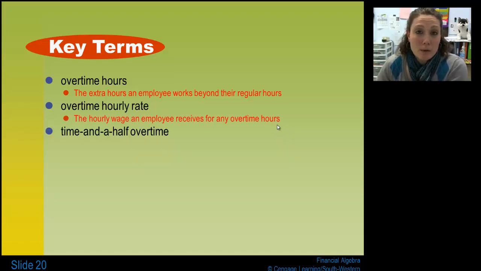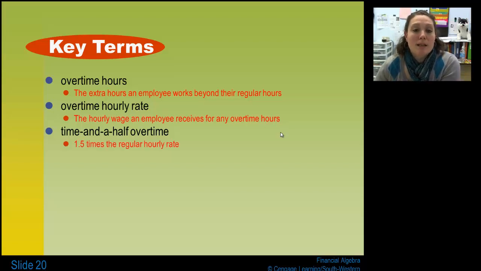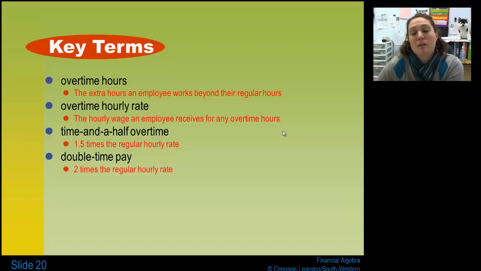There are 2 ways that you can get overtime pay, 2 different types of overtime pay. You either have time and a half overtime, which is 1.5 times your hourly rate. So if you make $10 an hour regularly, and then you work overtime and you get time and a half, that means you get the $10 plus half of that, which would be $5. So your hourly rate for overtime would be $15. There are some that pay double time, and that's 2 times the regular hourly rate. So if you're making $10 an hour at your job and you work overtime and they give you double time pay, that means you would be getting $20 per hour.